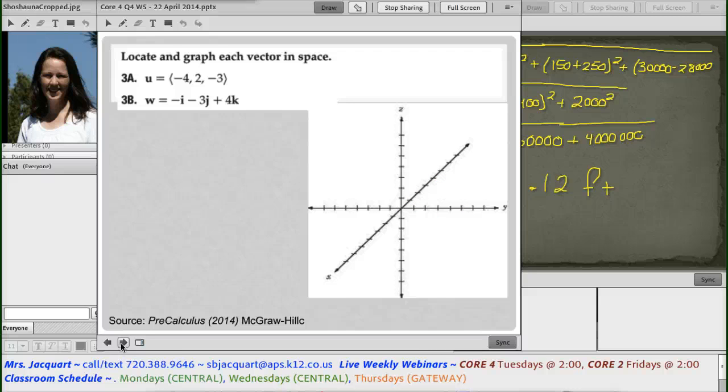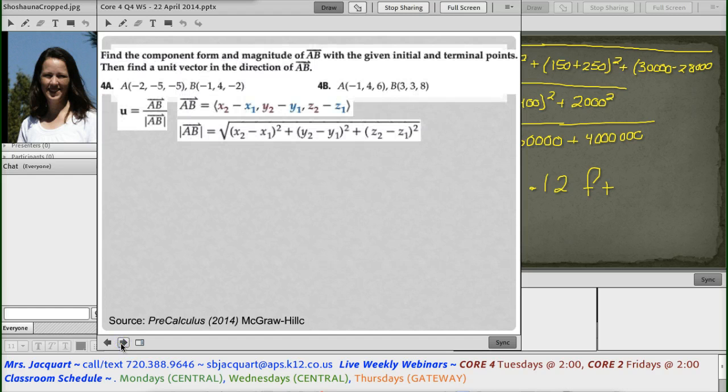Okay, so this can be a negative 1, a negative 3, and a 4. So I'm going to go backwards on my x, go backwards on my y, 1, 2, 3, and then go up on my z, 1, 2, 3. Now let's do a red vector to that point. Anyway, that's how we locate those vectors.